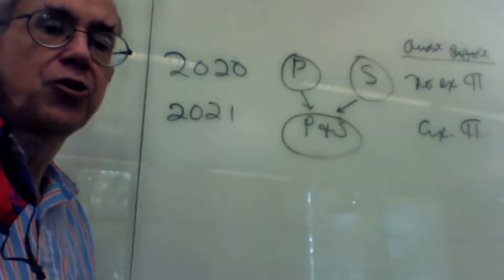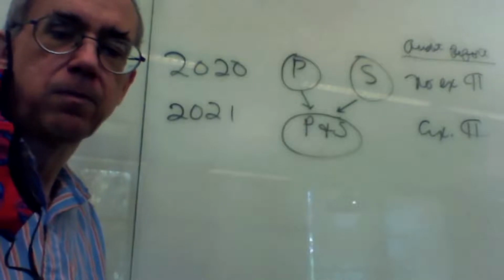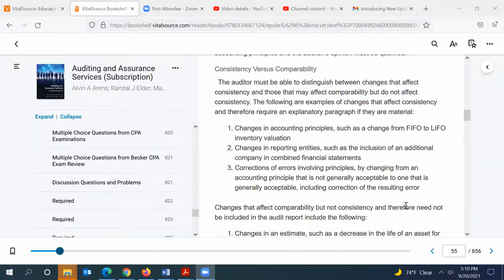Okay. Let me go back to sharing my screen again for those of you online. Then number 3, correction of errors involving principles. By changing from one accounting principle that is not generally acceptable to one that is generally acceptable, including correction of the resulting errors. So there's a problem with the accounting principle. Let's say last year the client used fair market values for assets. They shouldn't. That's not in accordance with GAAP. This year they cleaned up their act and now use historical costs as GAAP specifies. So they've corrected the underlying accounting principle. That is a change of accounting principle from non-GAAP to GAAP, so we do include an explanatory paragraph. That makes sense?